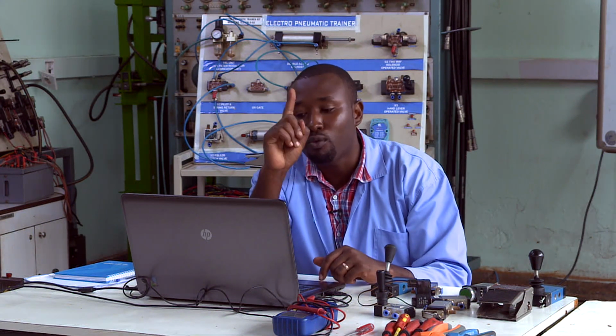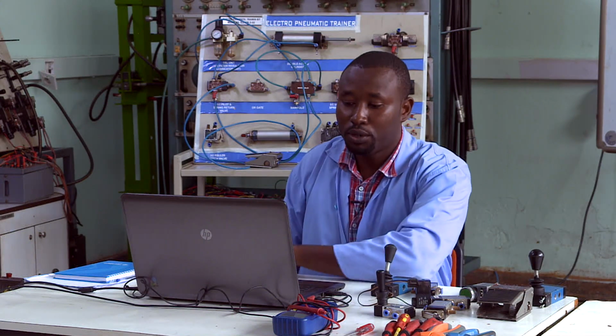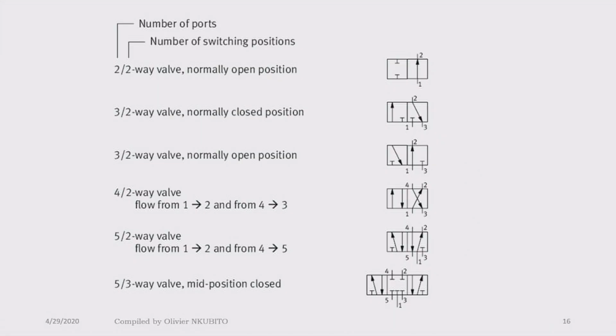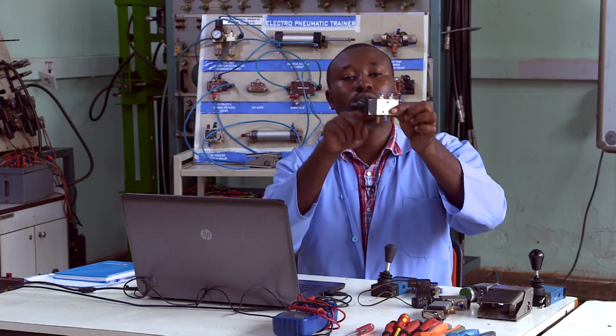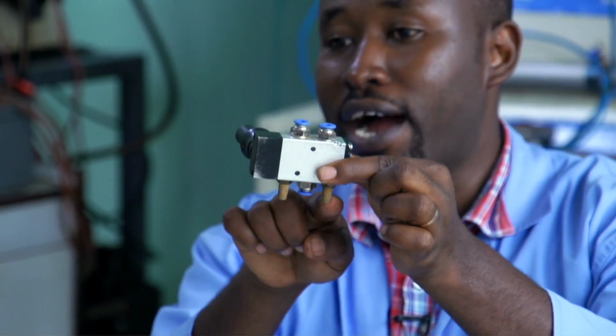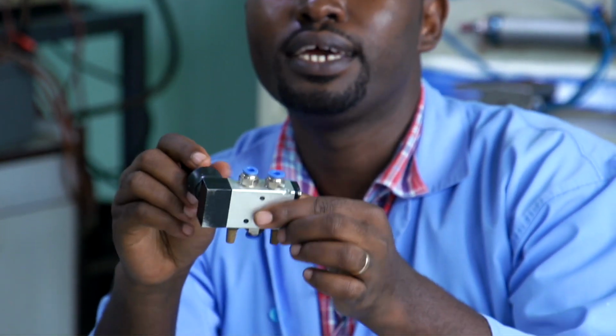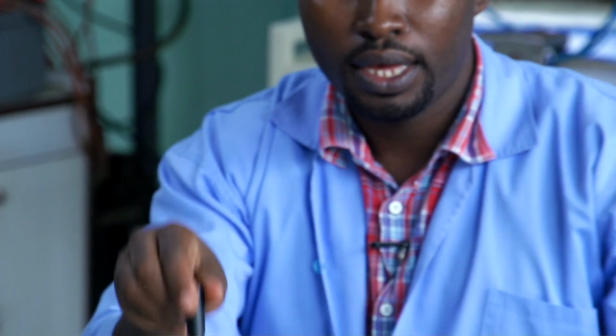You just need to select 1 square to hold all of those ports. Let's go to the last one. It is 5 ports, 3 position. You can count 1, 2, 3, 4, and 5. Let's take one with 5 ports like this one. You've got 1, 2, 3, 4, and 5. So we can call it 5 port and 2 positions.